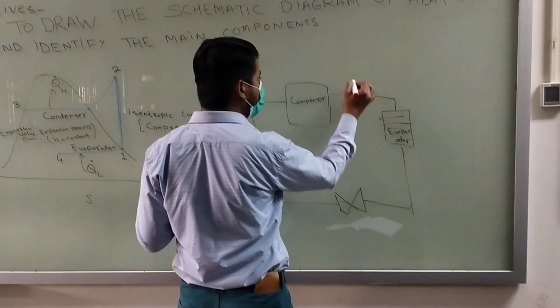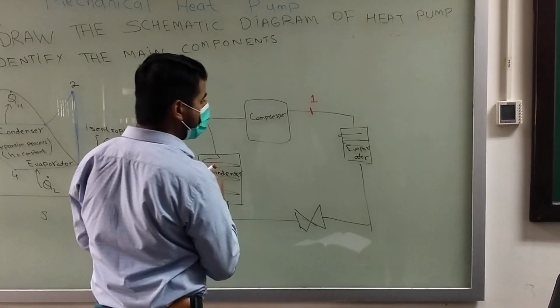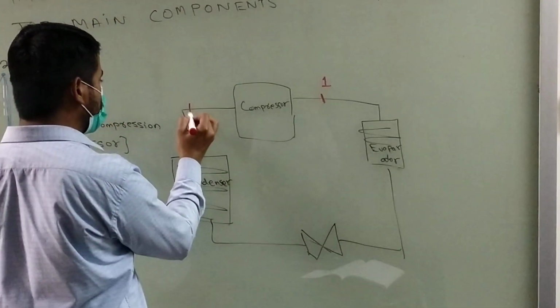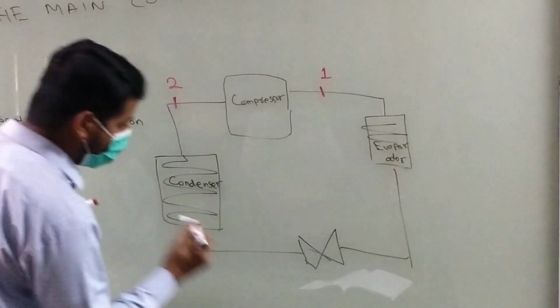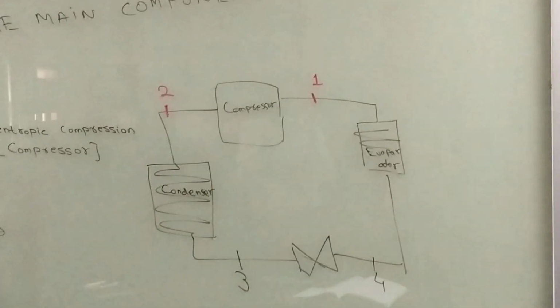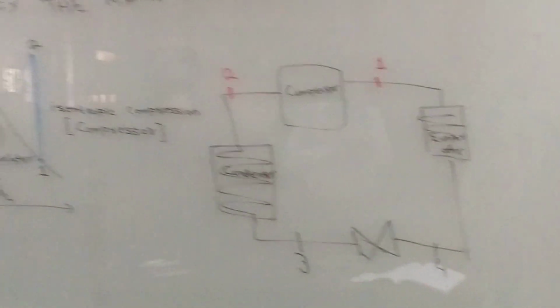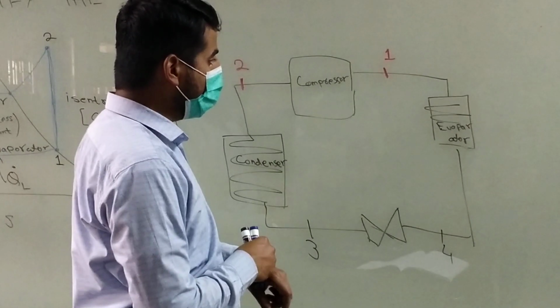So these 4 points can be labeled on this one. After evaporator we have state 1, before compressor. After compressor we have state 2, and after condenser we have state 3, and then after expansion valve we have state 4. Okay, these are the 4 basic components in the vapor compression cycle or in the heat pump.